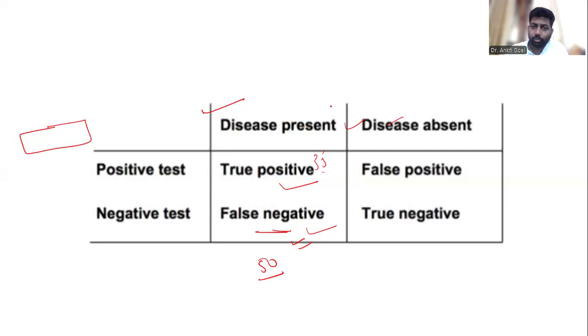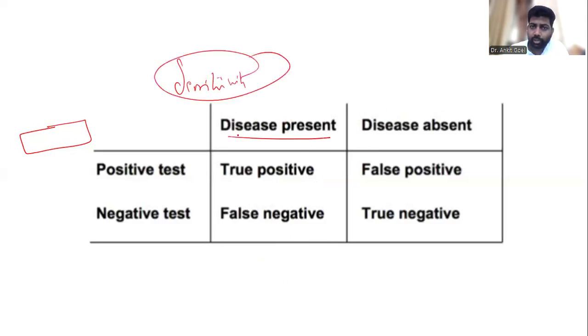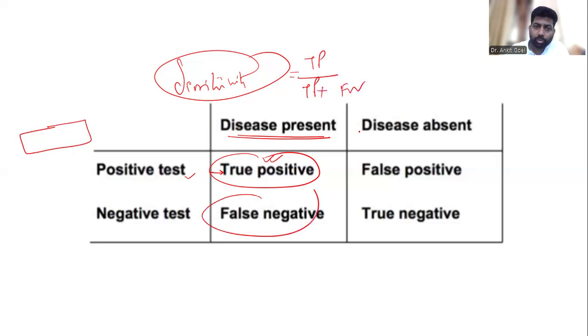So the first thing is to make a table like this, then comes the role of calculations. If they ask you about sensitivity, sensitivity basically means, among the patients who have the disease, how many actually test positive. Sensitivity is true positives divided by true positives plus false negatives. So we have to take into account this part of the column when there is a discussion on sensitivity.